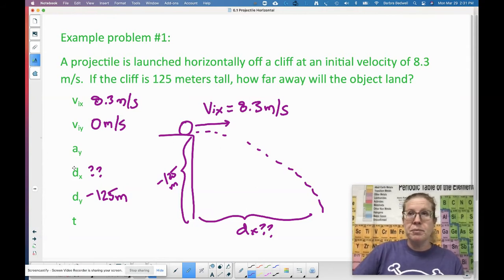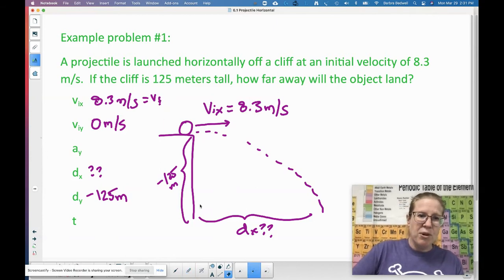How about acceleration? Well, there is no horizontal acceleration. That's going to be constant. Which also, by the way, means VIX equals VFX. Pardon me, VF horizontally is not going to change.